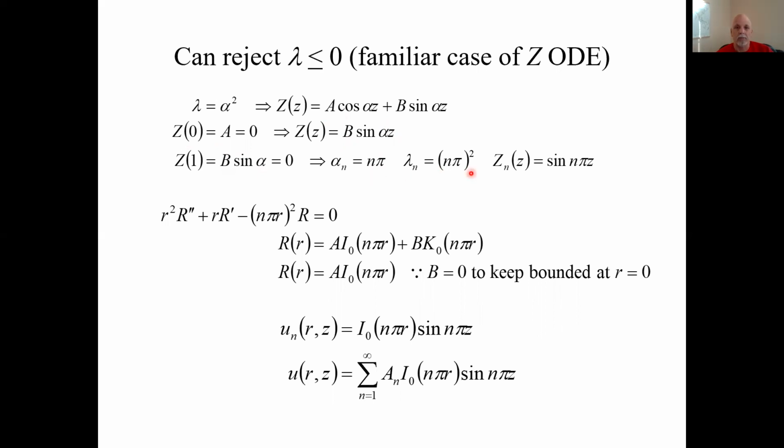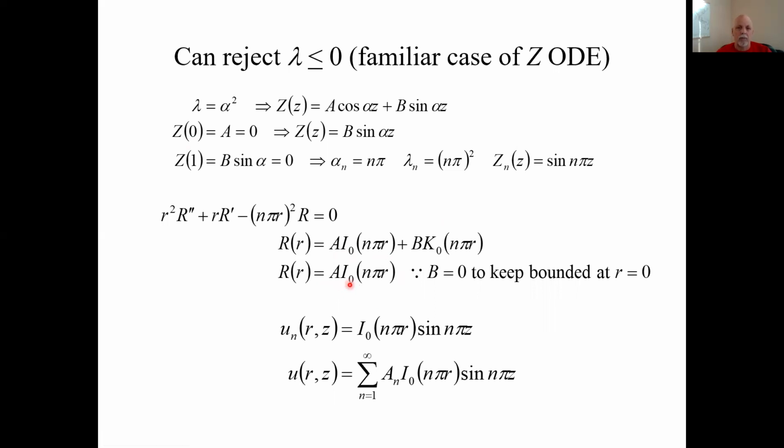The eigenvalues are n pi squared, and these are the eigenfunctions. These are the alpha sub n. So now we have what our R equation is, using the same eigenvalues. And this is a modified Bessel equation, which has this general solution: modified Bessel functions of the first and second kind. But we need to keep it bounded. Functions of the second kind are unbounded at the center of the cylinder where r is 0. So here is our surviving function for the r equation.